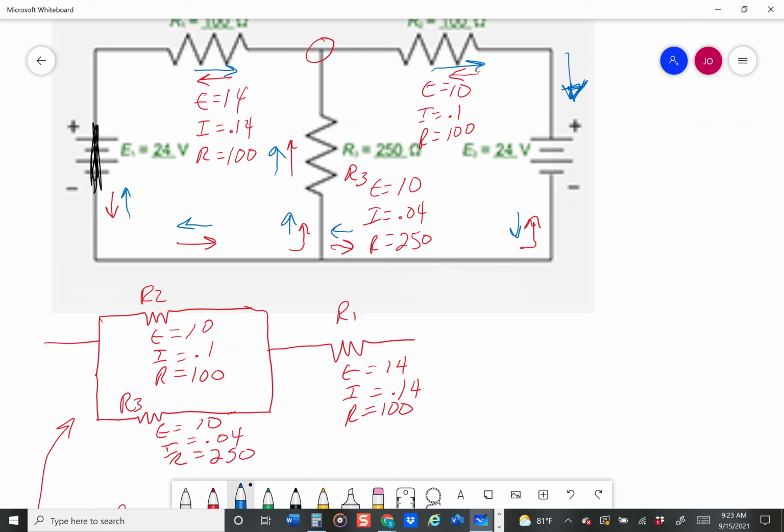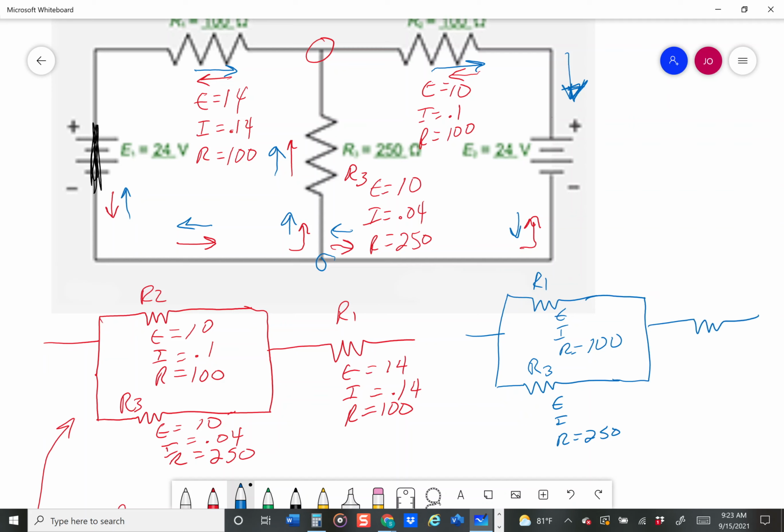So when we go to do our redraw with this one, it branches off at this point again, and it goes through R1 and R3 first. So now my drawing is going to look like this: R1 and R3, where I've got R1 of 100 and R3 of 250. And then I go through R2, which is 100 ohms.